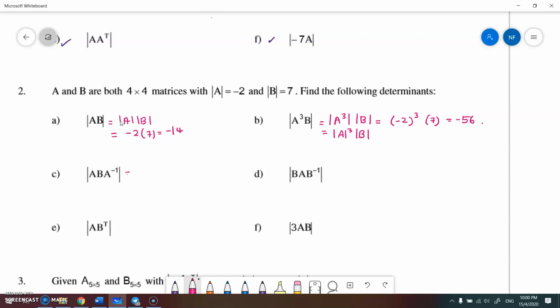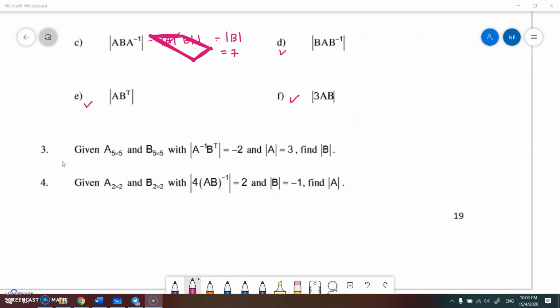Okay, how about C? Determinant A, determinant B, determinant A inverse, which is 1 over determinant A. So you can straight away cancel it off. So your answer is determinant B, which is 7. Okay, try to solve for D, E, and F. Okay, we continue with question number 3.